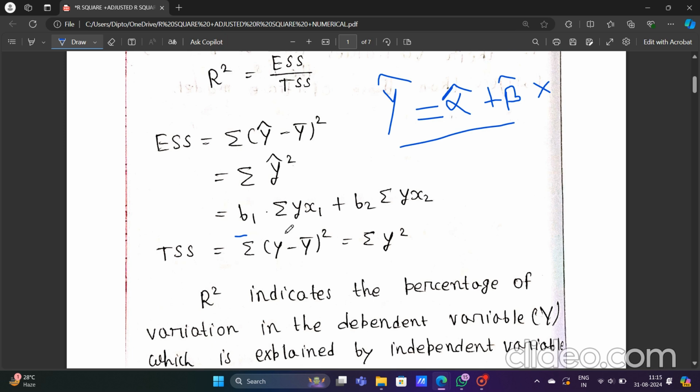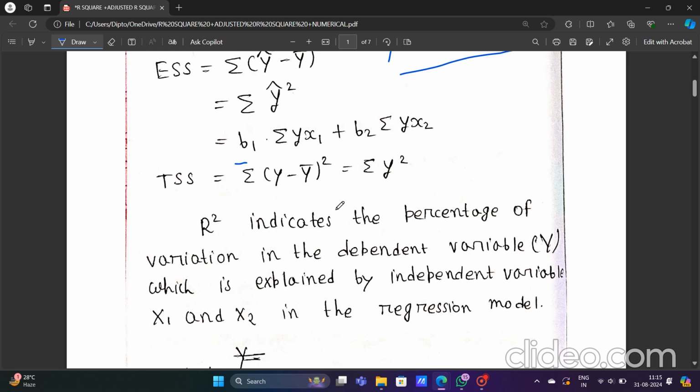What is this b1, what is this b2? We are going to explain it in the later part when we go to the numericals. At first let me explain the TSS. Now TSS is nothing but the summation of capital Y minus y bar whole square. It can be further represented as summation small y square. So as I have said earlier, R square indicates the percentage of variation in the dependent variable y which is explained by the independent variable.